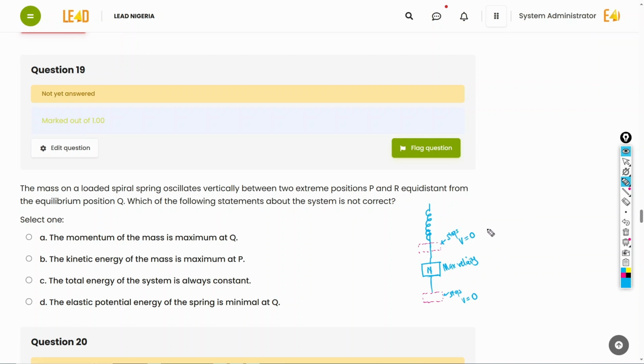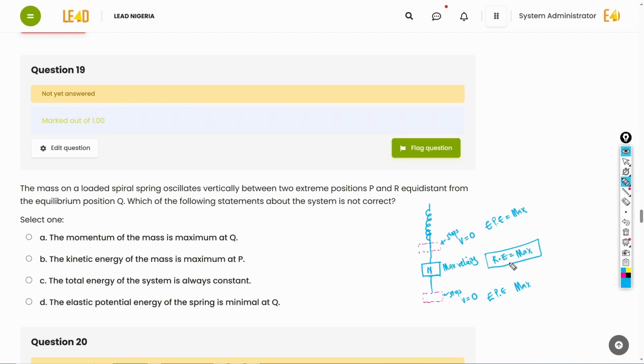So your elastic potential energy is going to be maximum here. All right, so elastic potential energy will be maximum here. Meanwhile, at this point here, kinetic energy will be maximum.